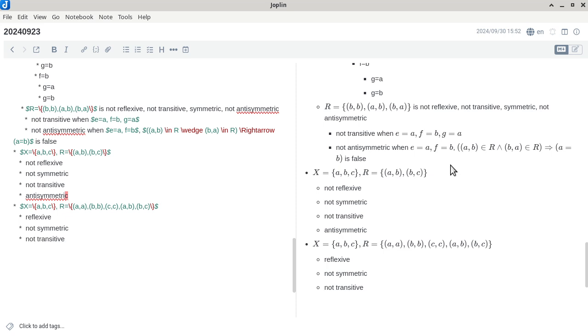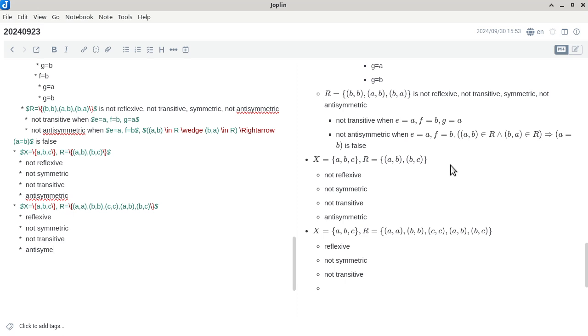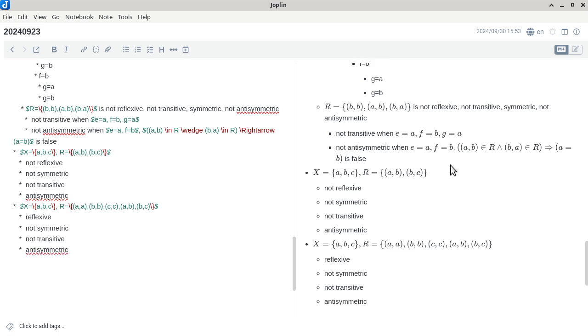In other words, when E equals B and F equals C, then we can have the left-hand side of the conjunction being true, but then the right-hand side of the conjunction is going to be false. Well, that makes the whole conjunction false. If the whole conjunction is false, which means the entire left-hand side of the implication is false, then the implication is true. So we cannot make the implication false, and as a result, it is anti-symmetric. Is that okay? And then the last one is also anti-symmetric for the same reasons, basically.